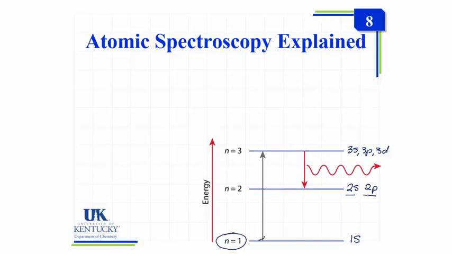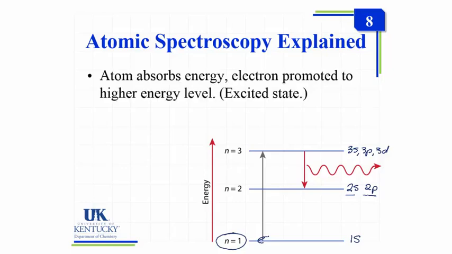Now, if an electron is here in that n equals 1 level and in that 1s orbital, it has the least amount of energy it can have, and that's called its ground state. But if we did something to have it absorb energy and it promoted that electron up to n equals 3, as we see with that gray line, we would say that is an excited state. Okay, so atoms can absorb energy. When they do, electrons are promoted to higher energy levels. Those are called excited states.